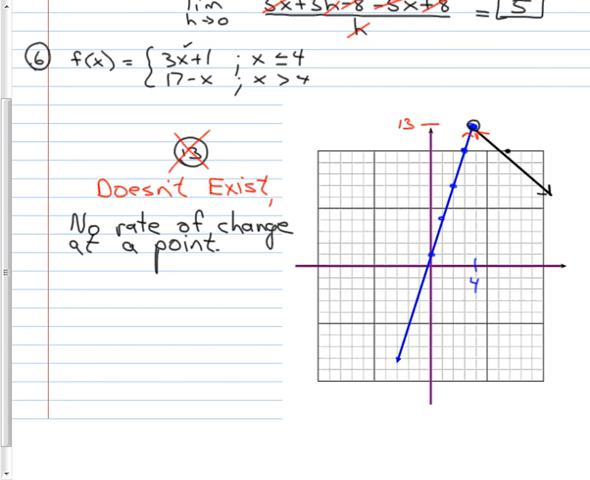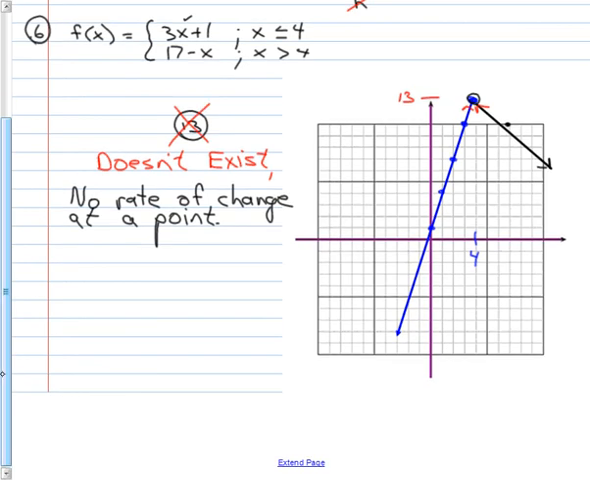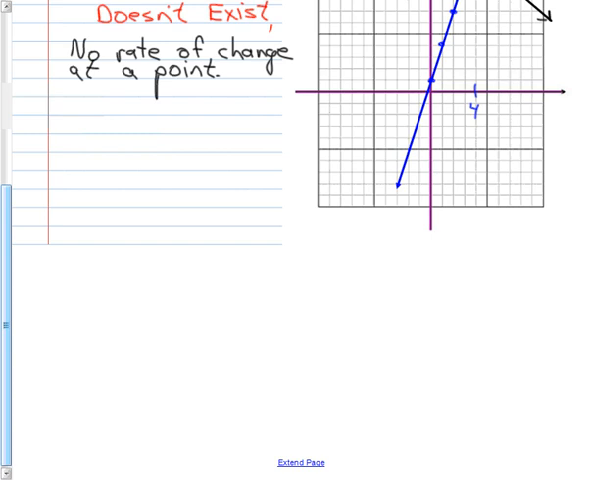Number 7. Position of an object. Oh, we'll go to the next page. The position of an object at time t is given by s of t equals 5 over t plus 3.